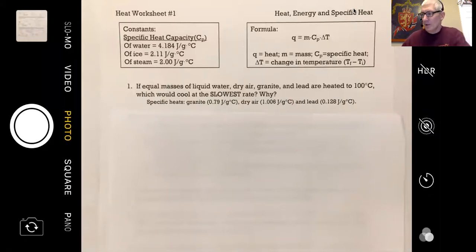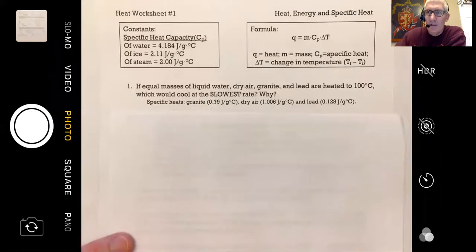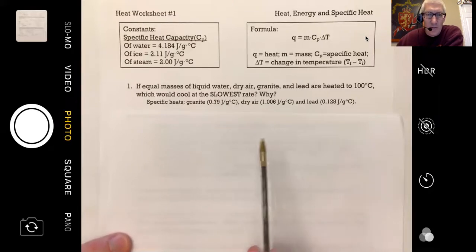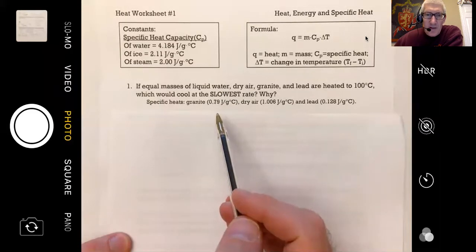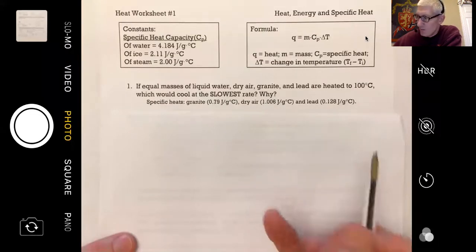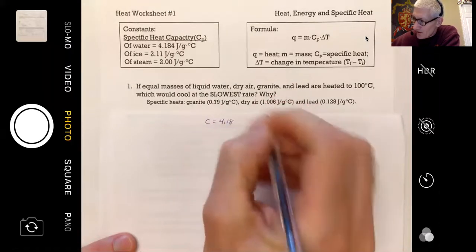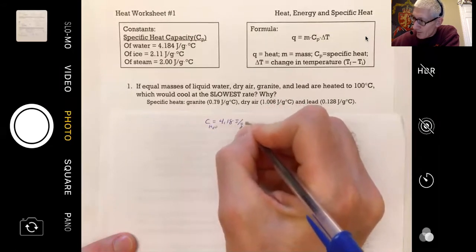I'm going to run through all of the answers to Heat Worksheet number 1 that was assigned on Thursday, March 26th, chemistry kids. If equal masses of liquid water, dry air, granite, and lead are heated to 100 degrees, which would cool at the slowest rate? So we look at these specific heats: granite, air, and lead. And remember what the specific heat is. I didn't write water because I'm assuming you recall from the notes that the specific heat of water, C H2O, is 4.18 joules per gram degrees Celsius.